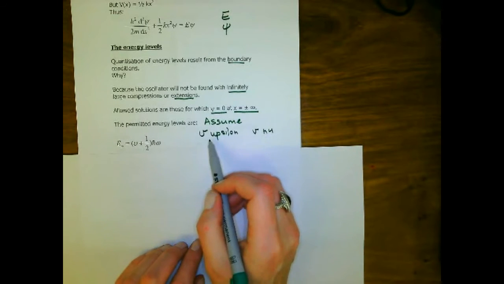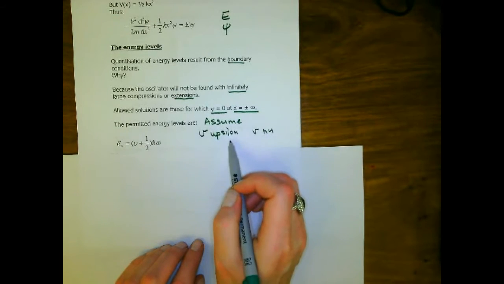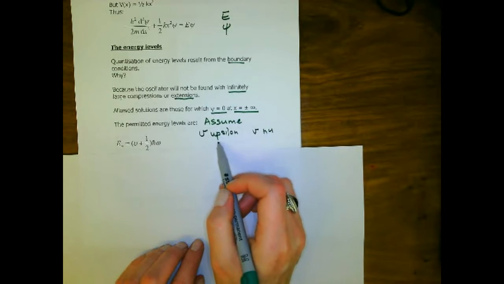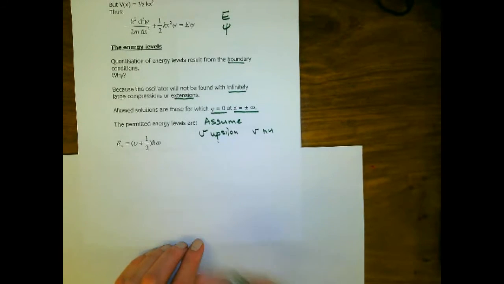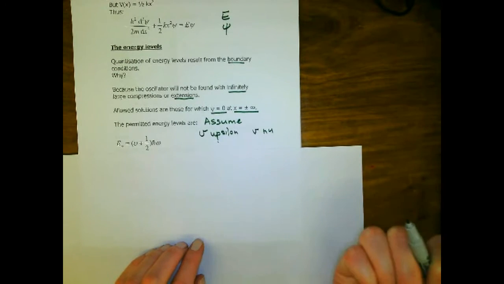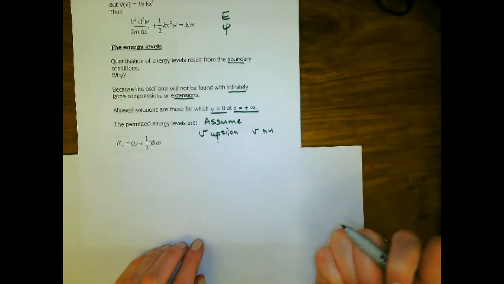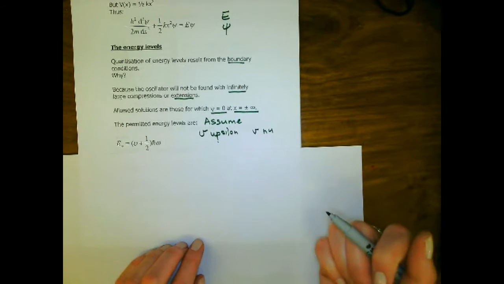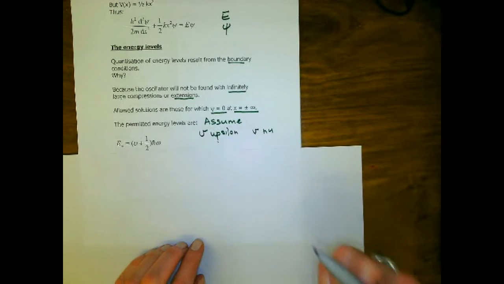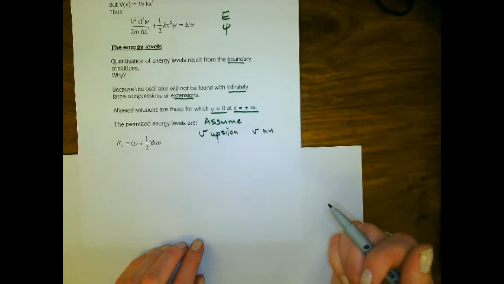And this is the quantum number that we are going to use for the harmonic oscillator system, the quantum number upsilon. Because we're working with a new system, we're introducing a new quantum number. For the particle in a box, the quantum number was n. For the harmonic oscillator, the quantum number is upsilon.